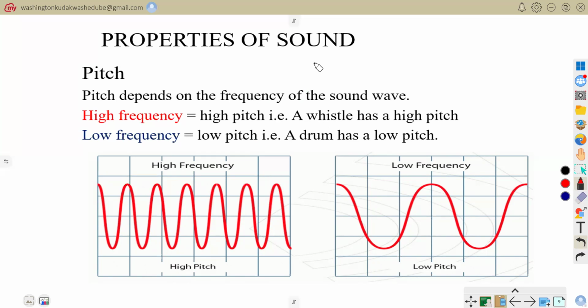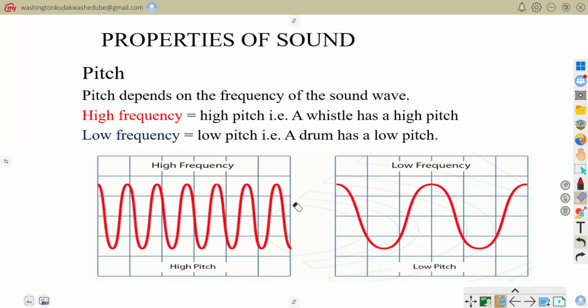Now we want to look into properties of the sound itself. I'm sure you have heard people referring to sound as of high pitch or of low pitch. And sometimes it is confusing. You think what they refer to as pitch is the loudness of the sound. These two are different. We have the pitch of sound, and we have the loudness of sound. So pitch depends on the frequency of sound.